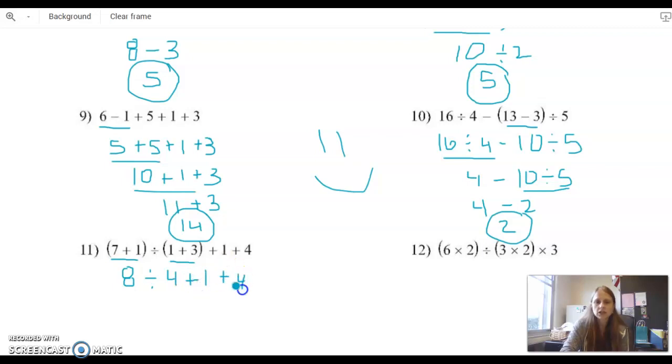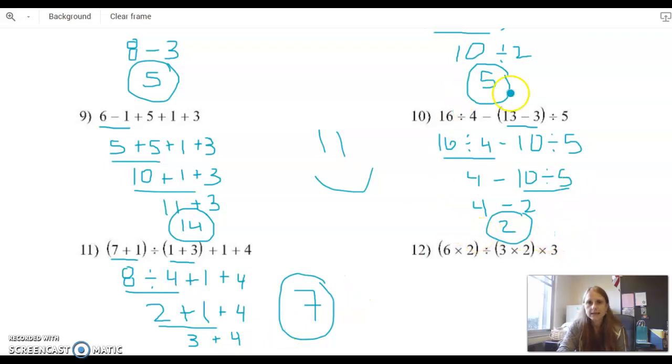So now we have addition and division. So we're going division first. 8 divided by 4 is 2. 2 plus 1, then plus 4. So getting down to our addition, just going left to right, 2 plus 1 is 3, and 3 plus 4, I'll write my answer over here, out of room a little bit, would be 7.